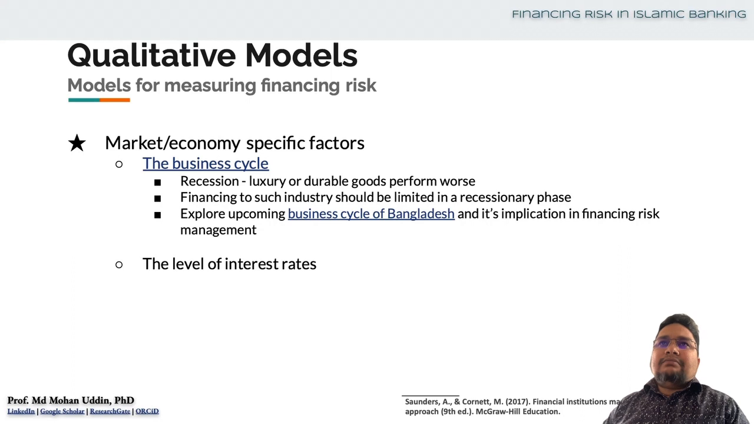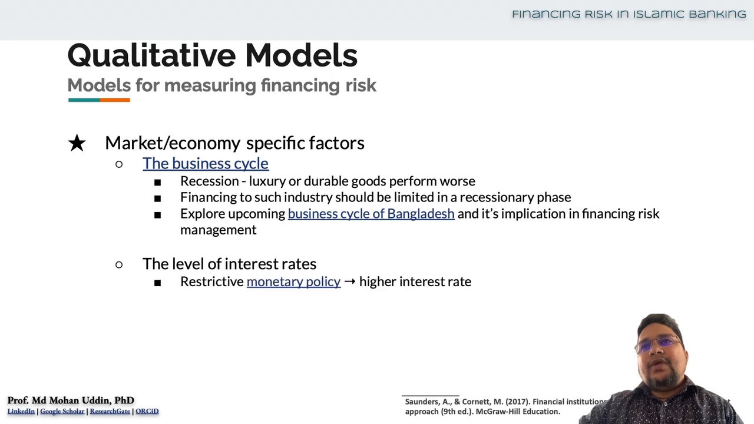Another important market or economy specific factor is the level of interest rate. You know that the central bank in our country, Bangladesh Bank, decides the monetary policy, whether the monetary policy will be restrictive or expansionary. For example, if the central bank is progressing toward a restrictive monetary policy, that means the interest rate should be higher, because there will be a lack of supply of funds or money in the economy. So the interest rate will be higher.